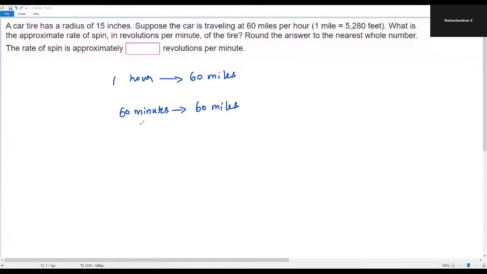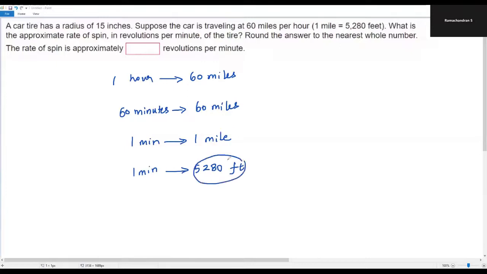So the car is traveling 60 miles in 60 minutes. Then what is the distance covered by the car tire in 1 minute? In 60 minutes, the car tire covers a distance of 60 miles, so in 1 minute, the distance covered is just 1 mile. But I have to get this distance in inches. We know that 1 mile is equal to 5,280 feet. It is given in the question itself. So in 1 minute, the car tire covers a distance of 5,280 feet.